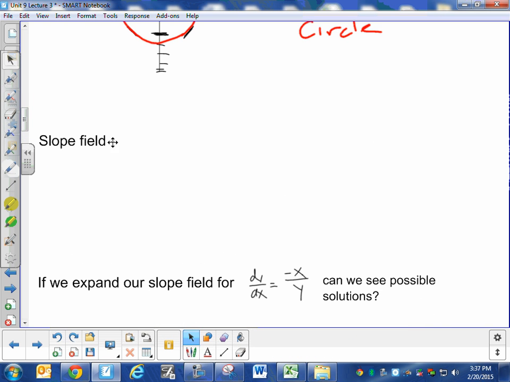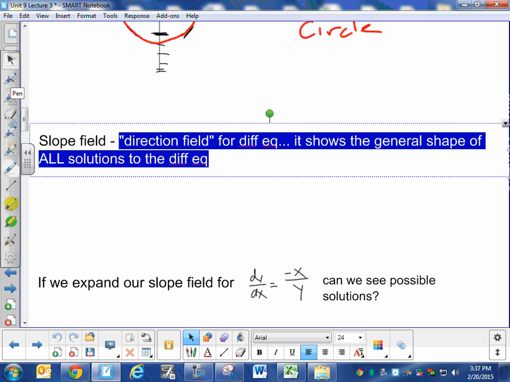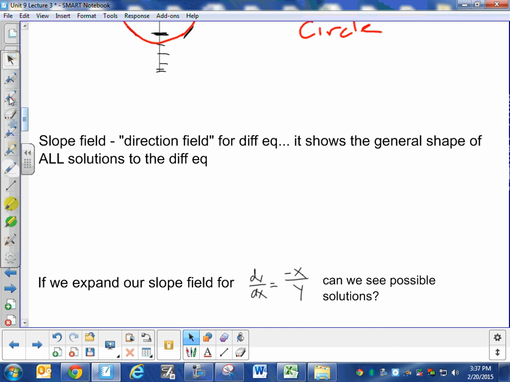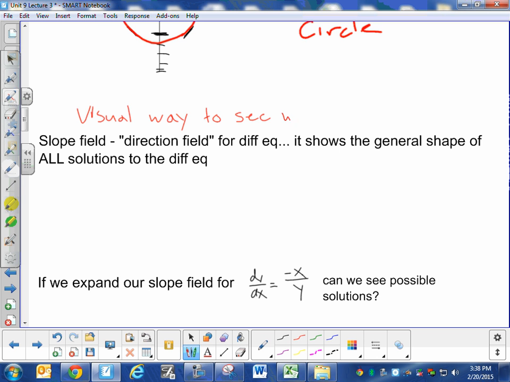So what is a slope field? It's really a visual representation. It's a direction field. It's a visual way to see what equation or what graph satisfies the differential equation.